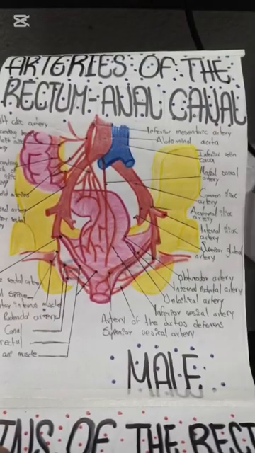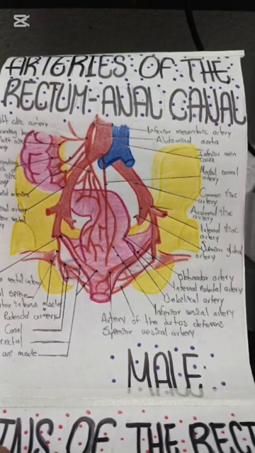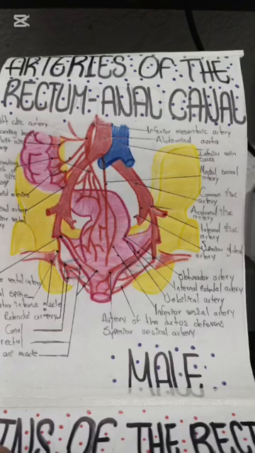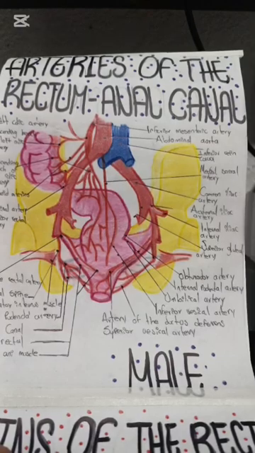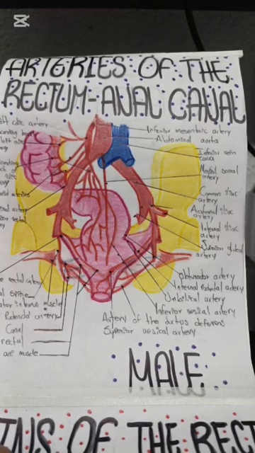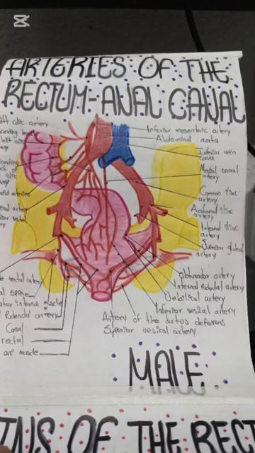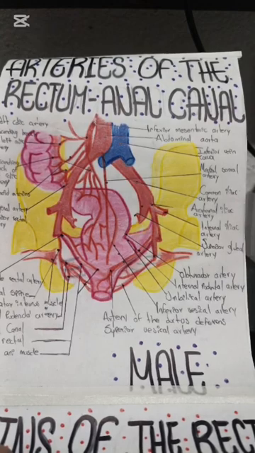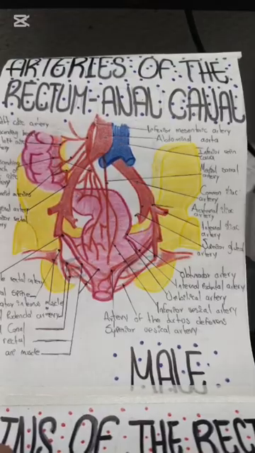Let's talk about the arteries of the rectum and anal canal in the male. The main arteries are the superior rectal artery, middle rectal artery, and the inferior rectal artery. They supply blood to the rectum and the anal canal. These arteries come from the inferior mesenteric artery and the internal pudendal artery.